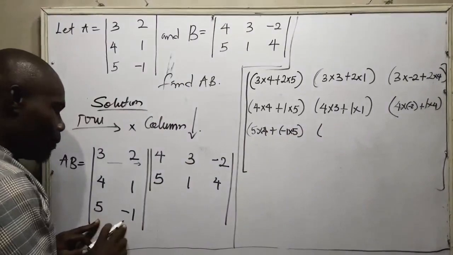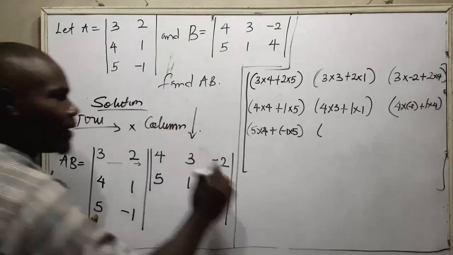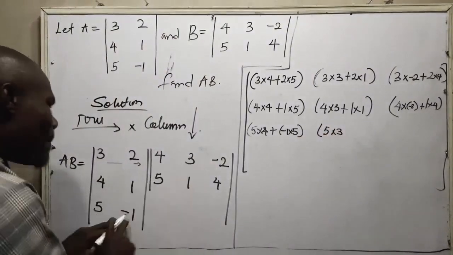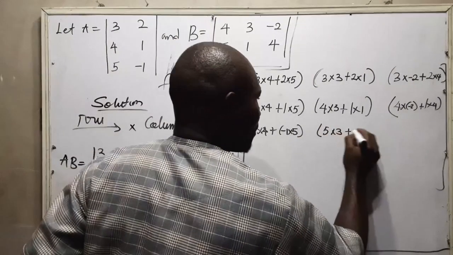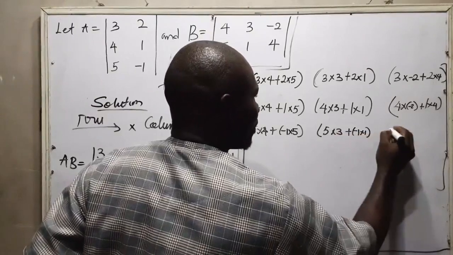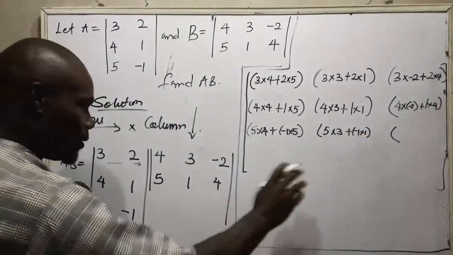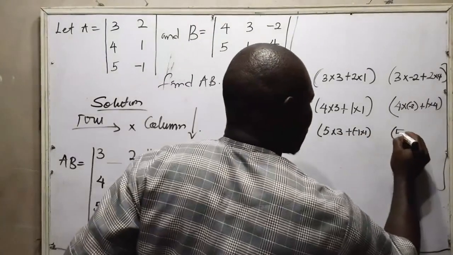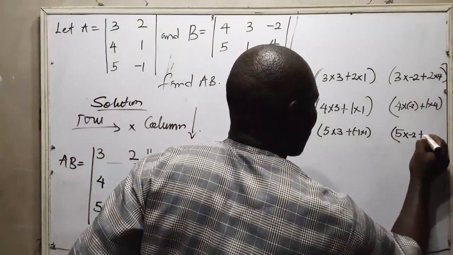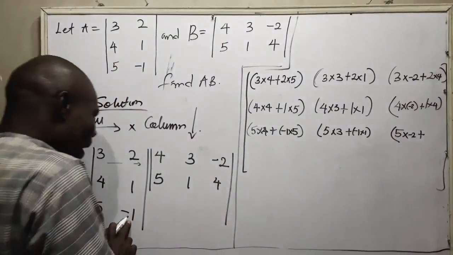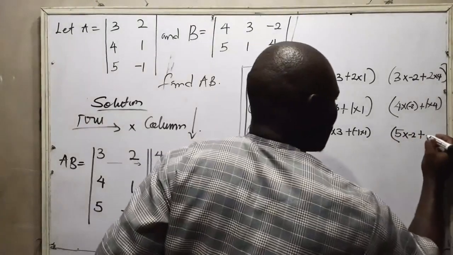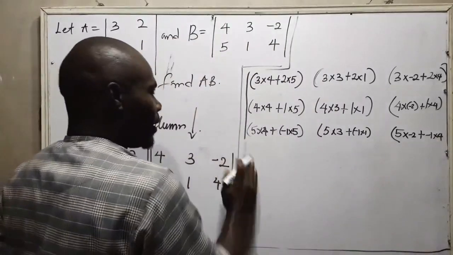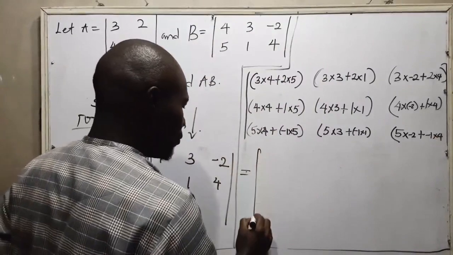Now, this is applicable to this again. 5 times 3. You multiply minus 1 times 1 plus minus 1 times 1. So we are going to the last element. 5 times minus 2 plus minus 1 times 4. So now, this is what we are going to.